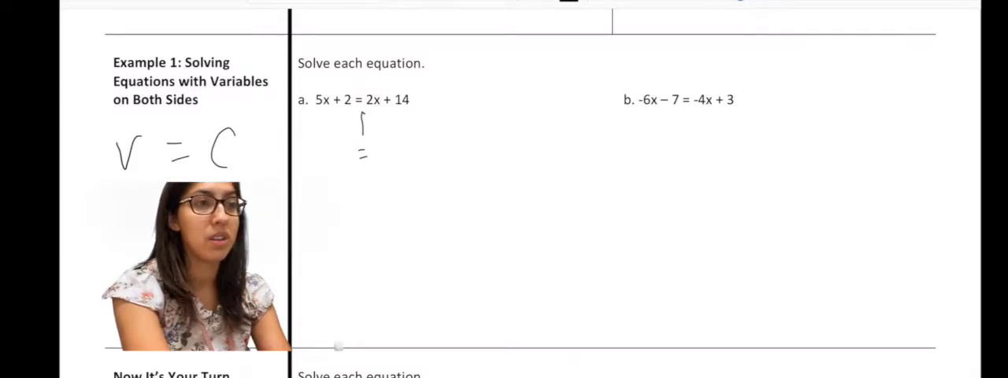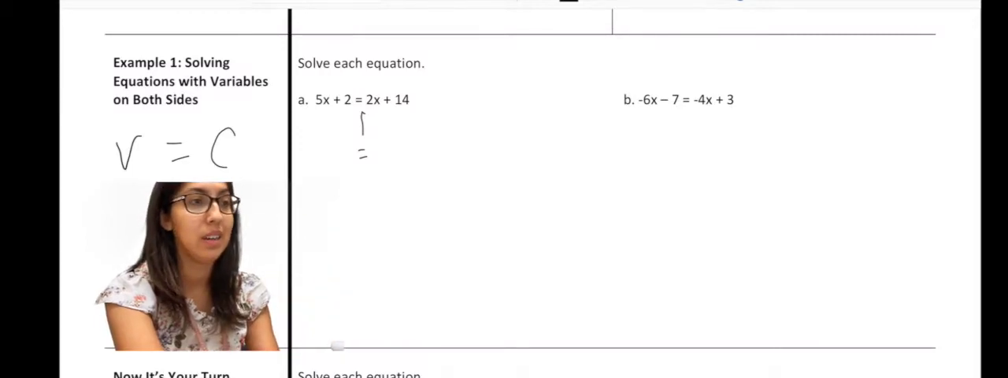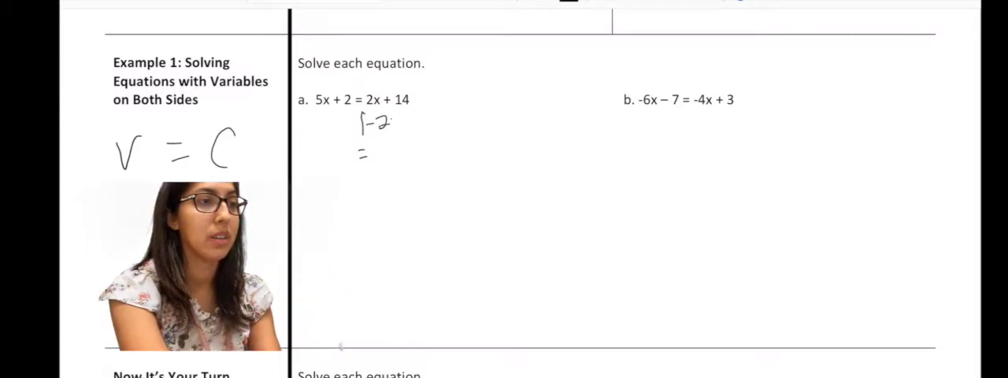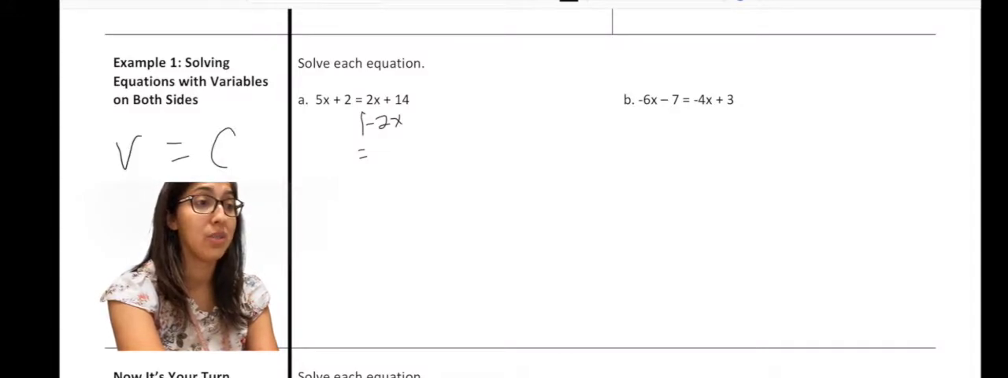So this is a positive 2x. In order to get it to the opposite side, I have to do the opposite sign, so minus 2x. When we're adding and subtracting, they can only go to like terms, so it cannot go to this plus 2. It has to go to this 5x. So that is minus 2x. 5x minus 2x is 3x. Bring down plus 2, bring down 14.